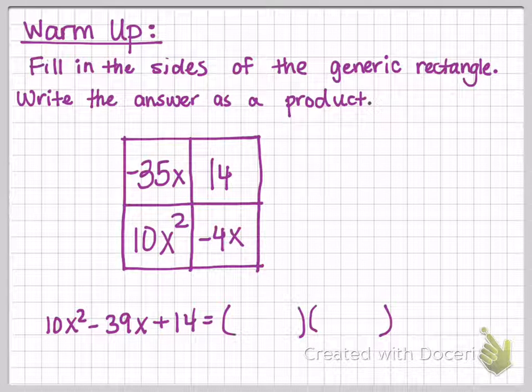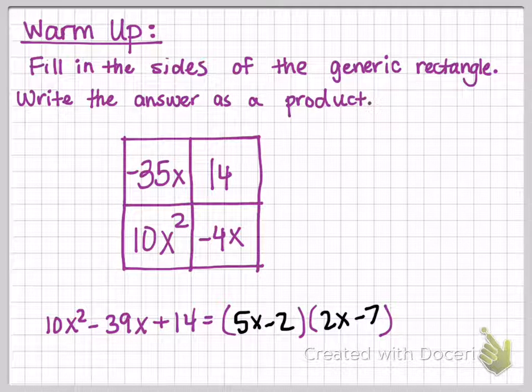Alright, so inside your parentheses, you should have 5x minus 2. Let me go ahead and write that in. 5x minus 2, and then 2x minus 7. That should be the sides of the generic rectangle that you came up with. Now there's a couple things that I want to review and point out while we're sitting in this spot.